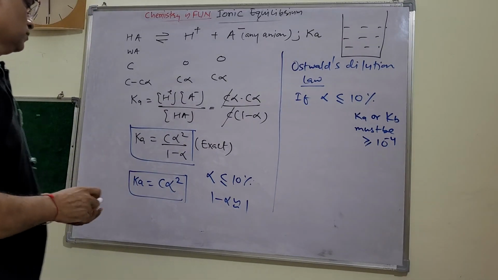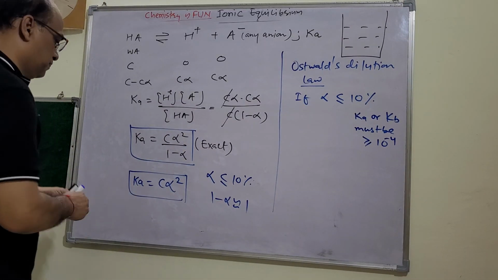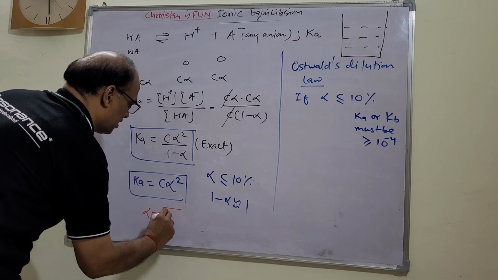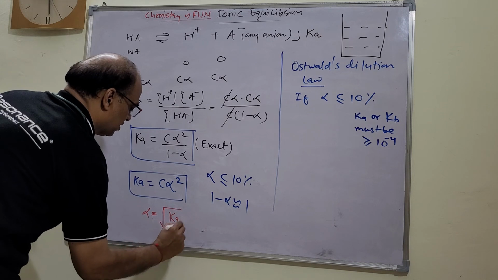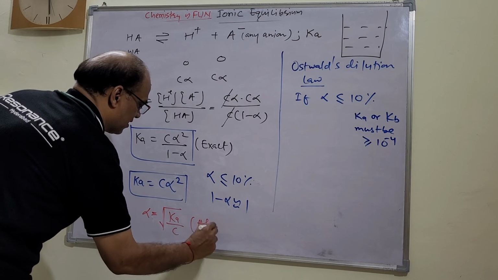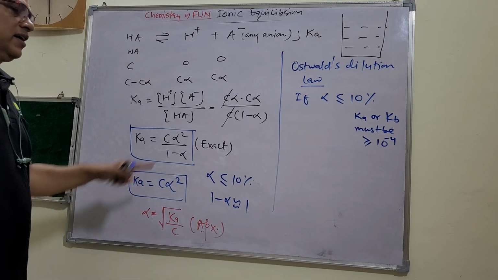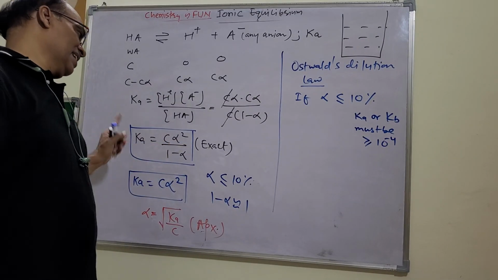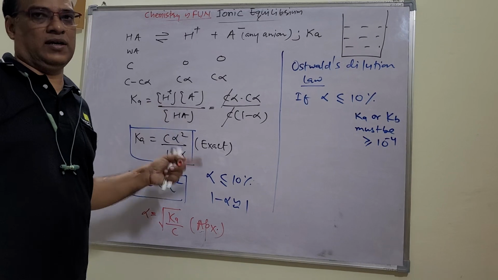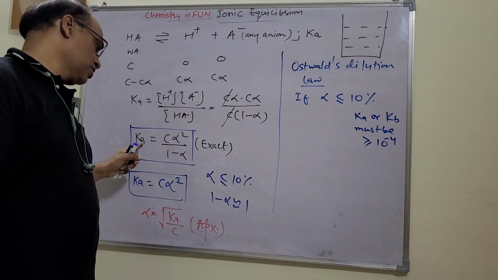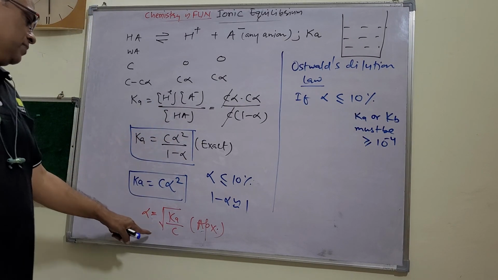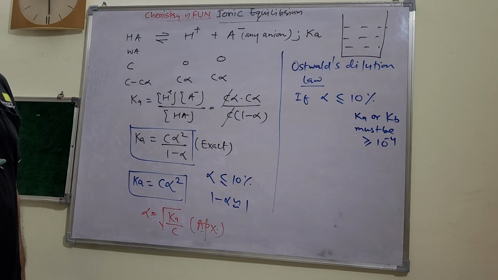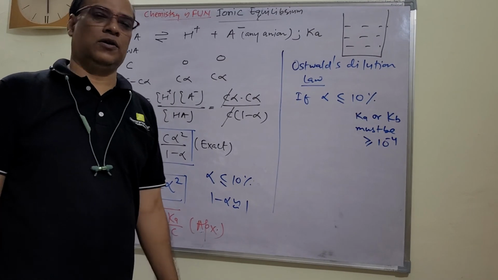Okay. So from here you will get alpha is equal to root over K by C. But this is approximate, it is not exact. I am repeating, exact alpha can be calculated by the quadratic equation only. But approximate alpha you can calculate from here, and you can justify whether the approximation is valid or not. Understood?